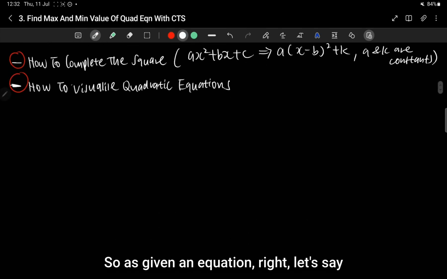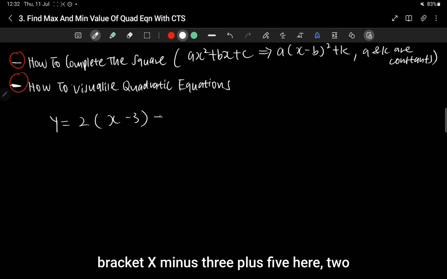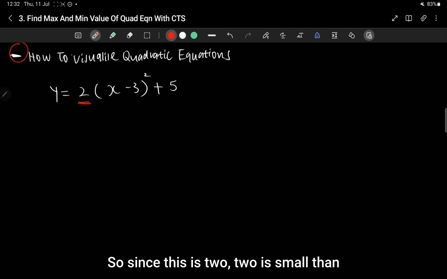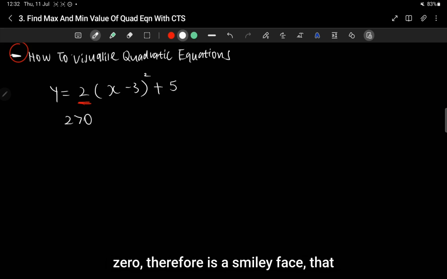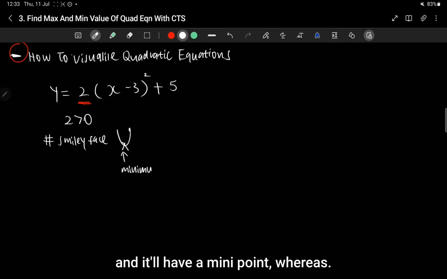So given an equation, let's say we have this quadratic equation in the completed the square form. Let's say we have y equals 2 bracket x minus 3 squared plus 5. And how will it look like? Since 2 is more than 0, therefore it's a smiley face. That means the quadratic graph is like that, and it will have a minimum point.